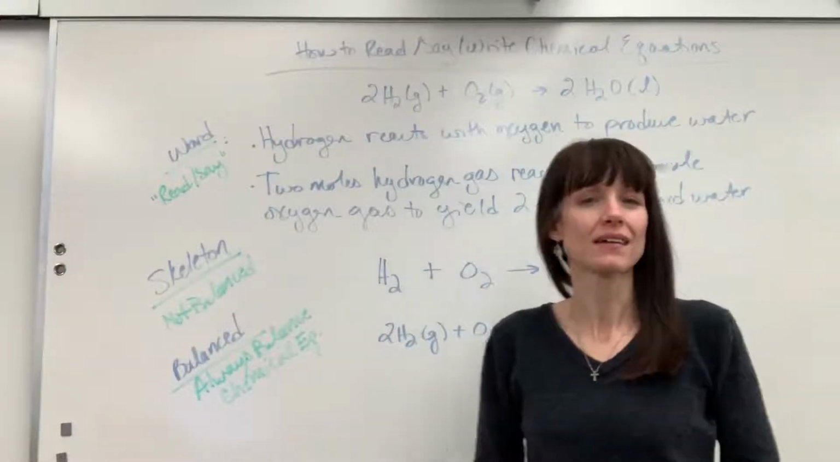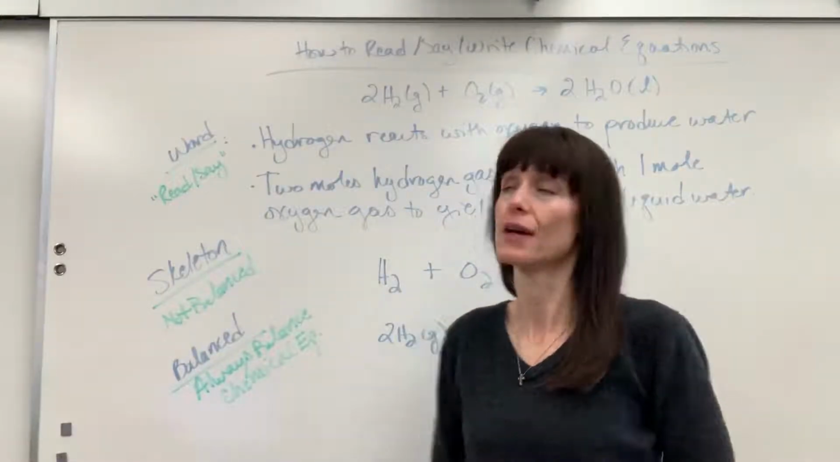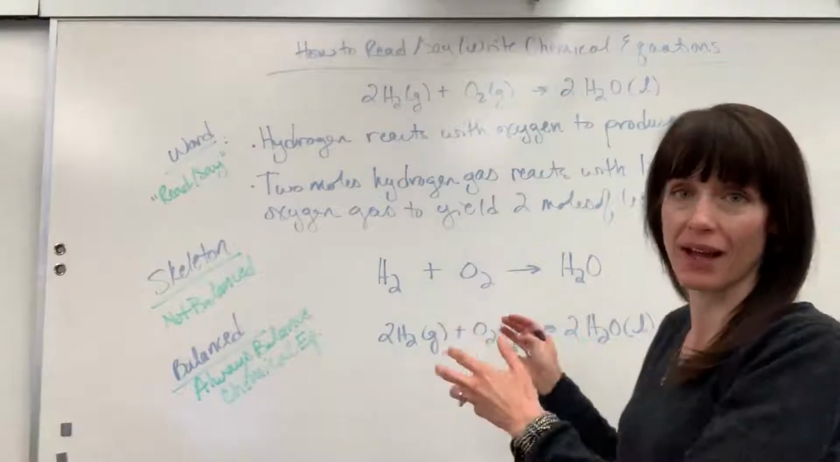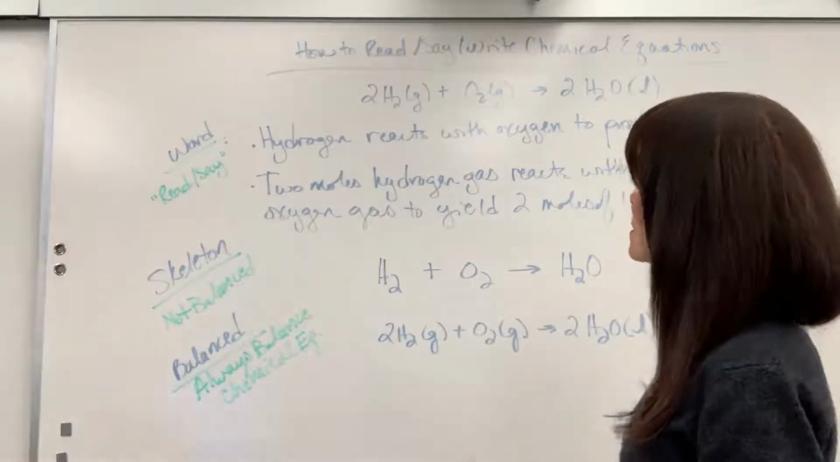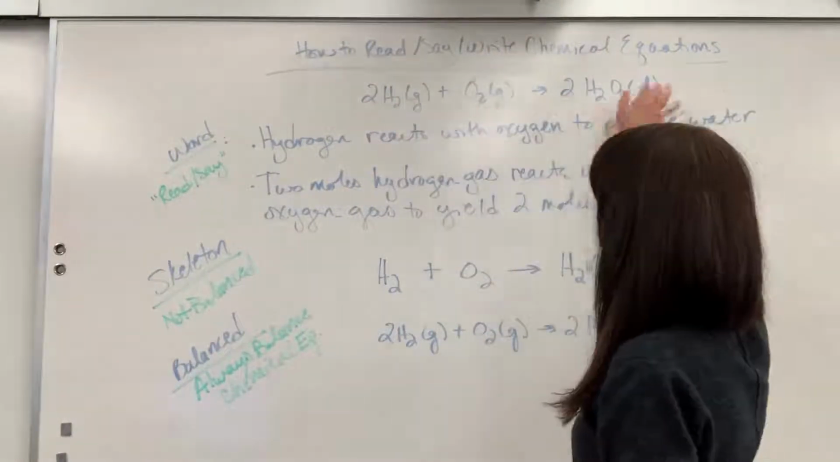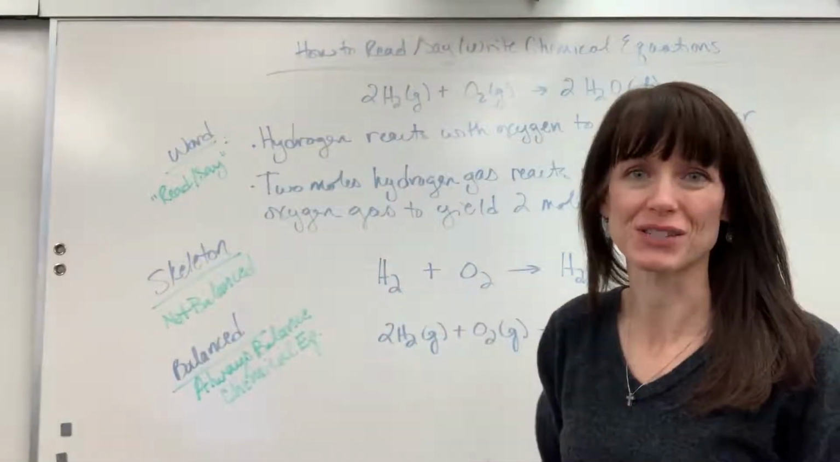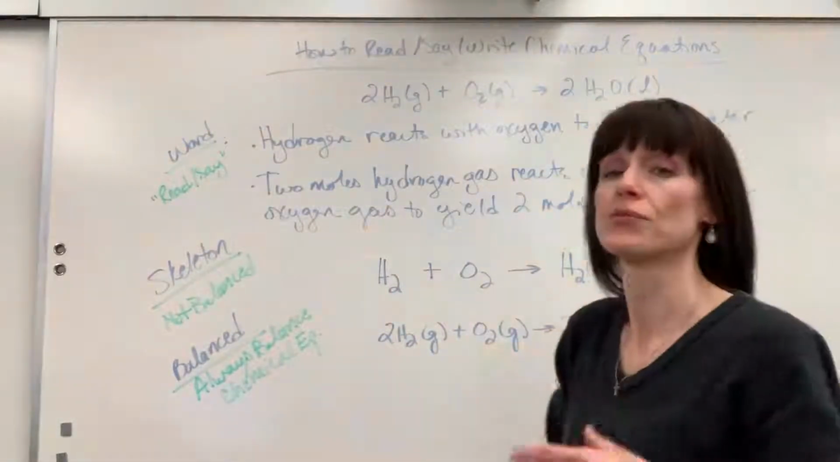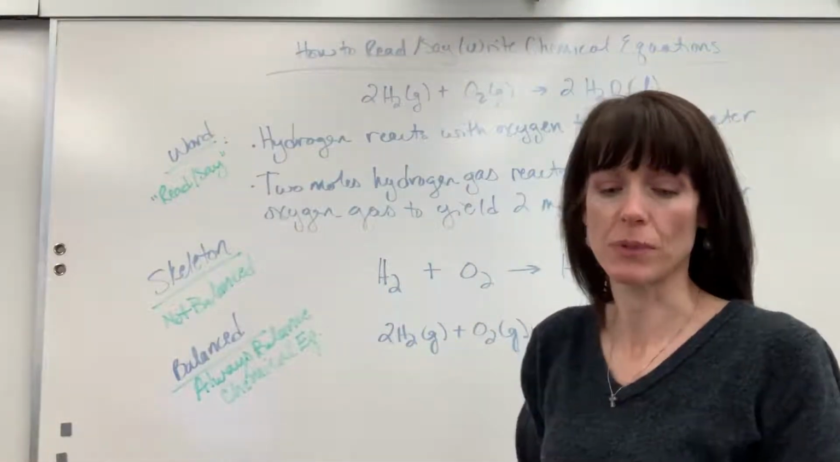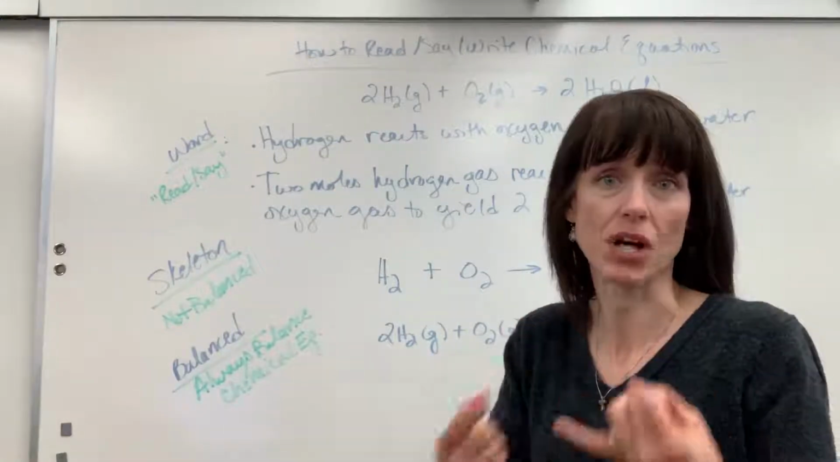Hi, let's talk a little bit about different ways that we can read and write chemical reactions. So I have this chemical reaction, the quintessential reaction for water. There are really three ways that we can represent this. We can represent it with words, so a sentence, I'm talking it out.